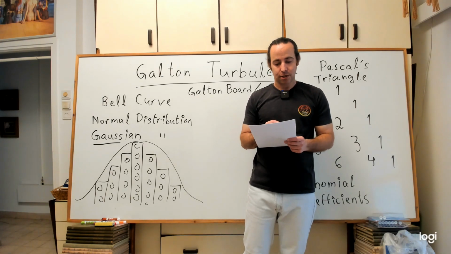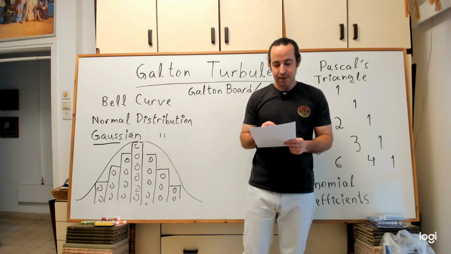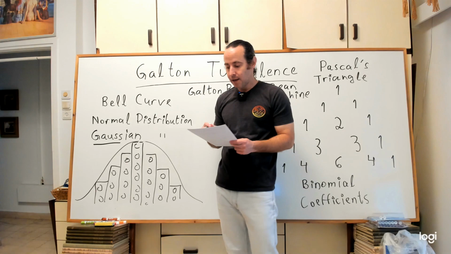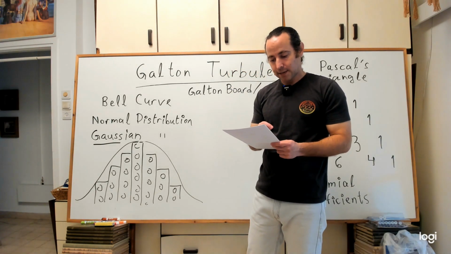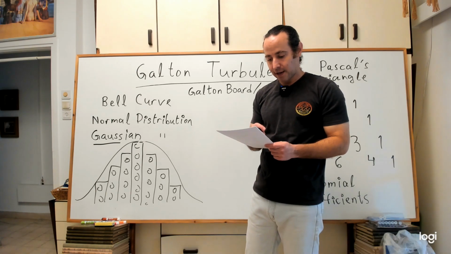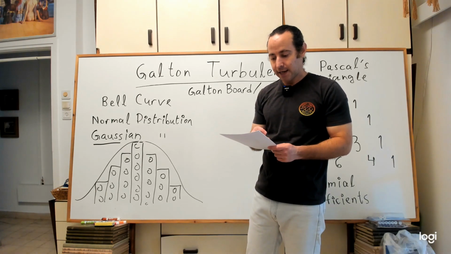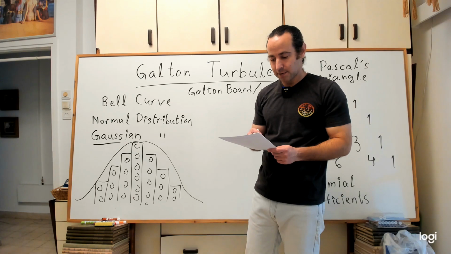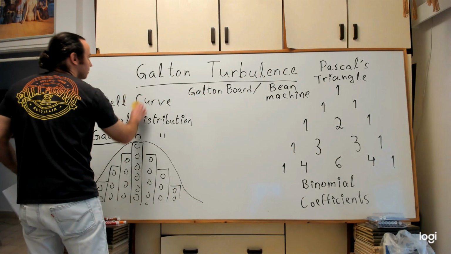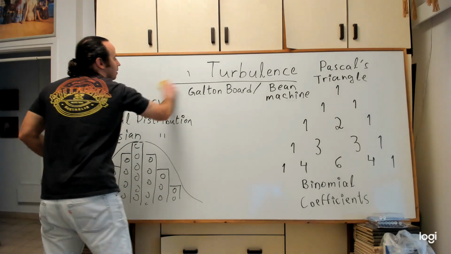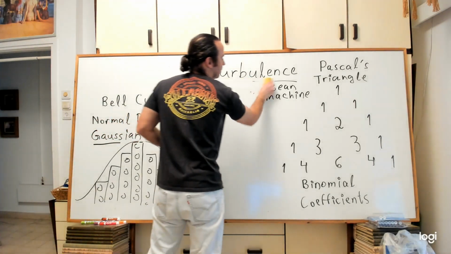So the main question in turbulence, for example, in water flowing in a canal, is why smooth current, laminar flow, starts to have eddies, whirlpools, swirls, turbulent flows. Okay, so if we are doing this, we are explaining what turbulence is.